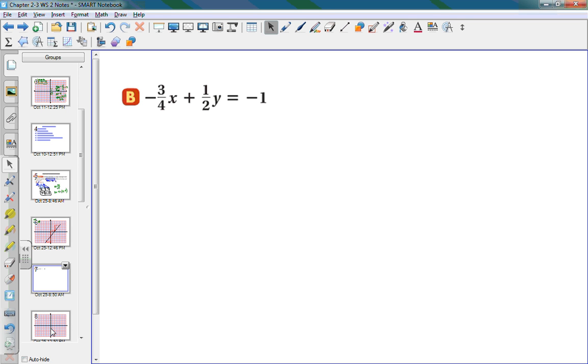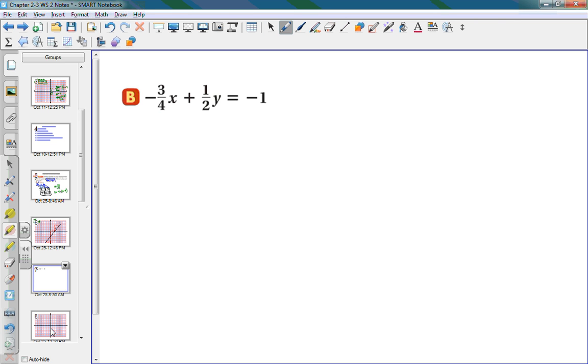Ooh, fraction. Fractions aren't necessarily ugly, are they? Okay, let's say they're ugly. How do I make them look pretty? Make them into whole numbers. So how do I make them into whole numbers?